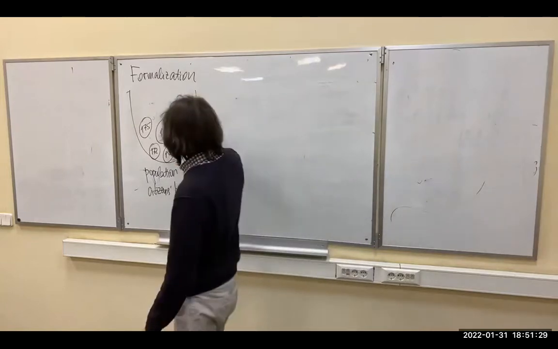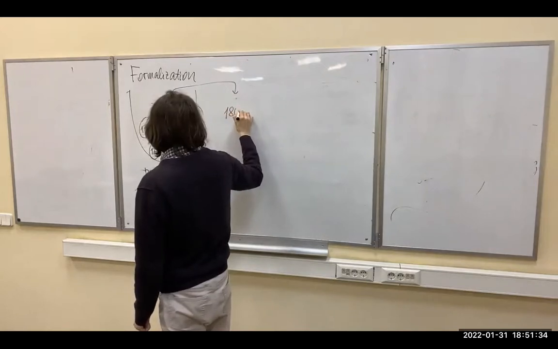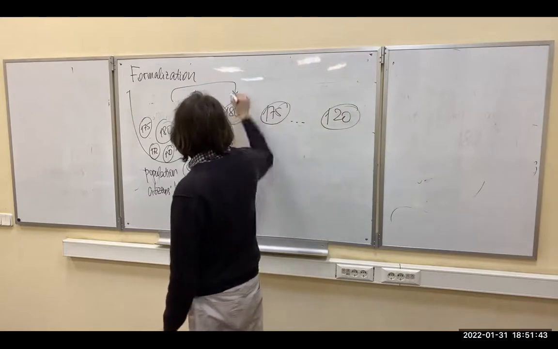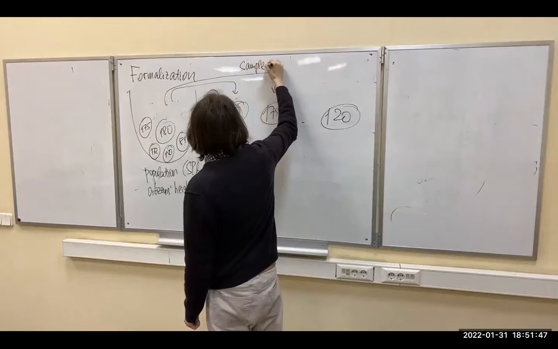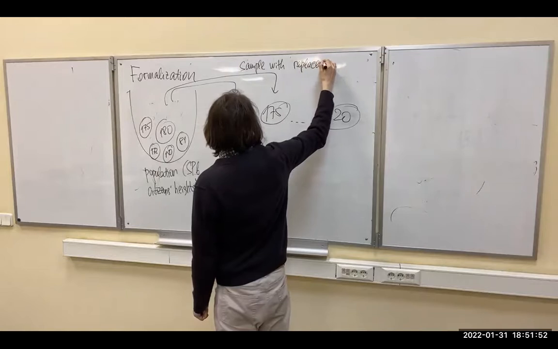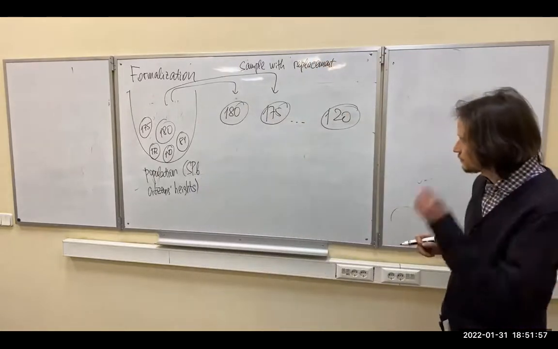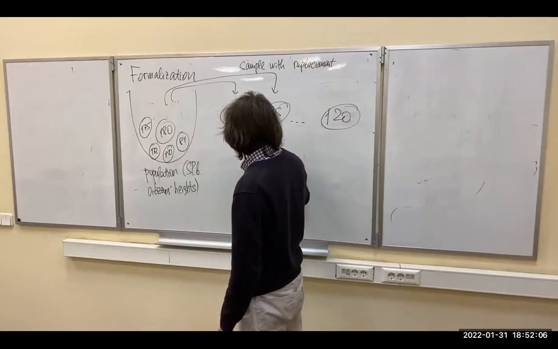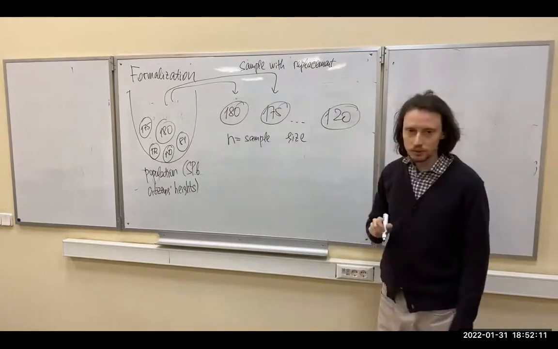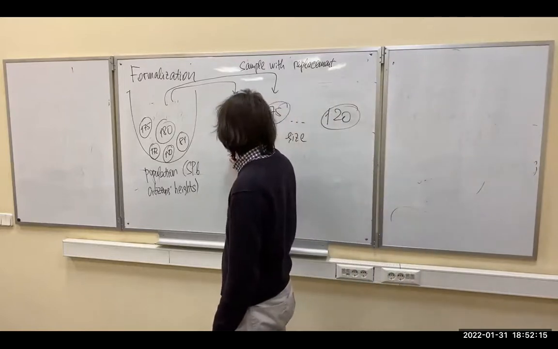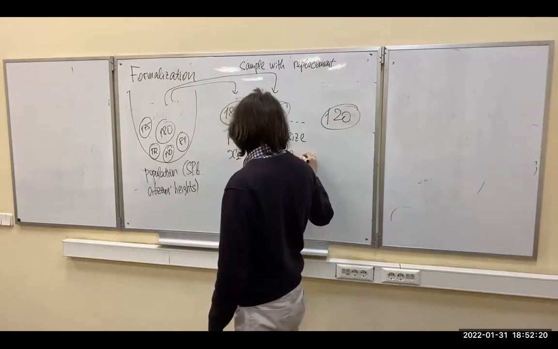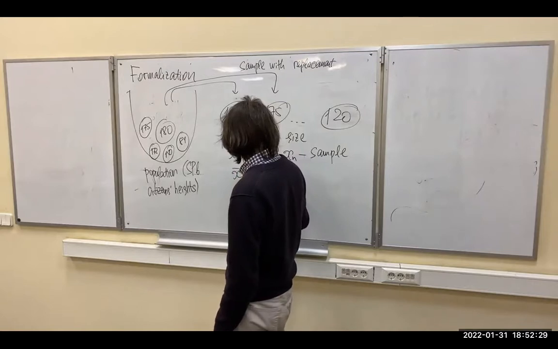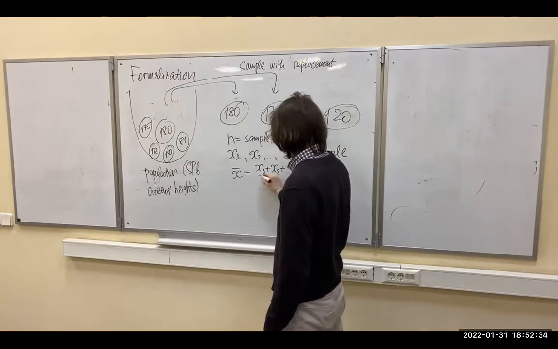And then I make a sample. So I do this sample with replacement. And I have n, this is sample size. And let me denote these numbers that I sampled as x1, x2, and so on, xn. So this is actually our sample. And I have x bar, which is sample mean. I just find an average, sample average.